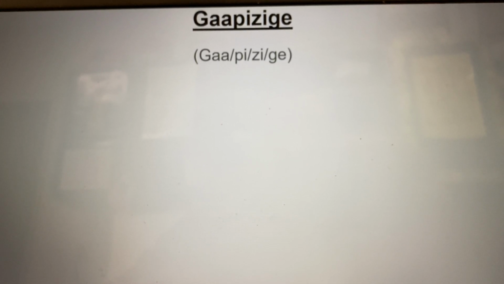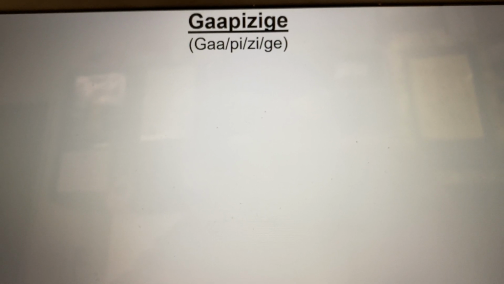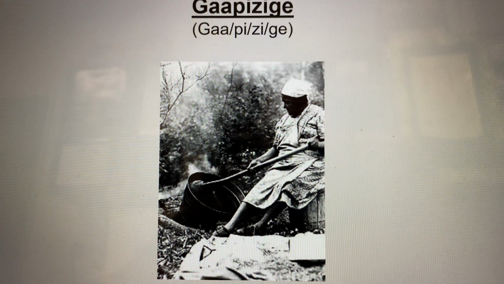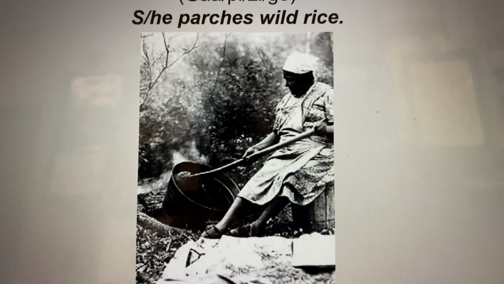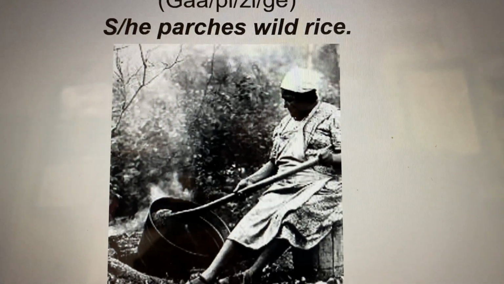Okay, the next step in our process of wild ricing, we have ga pizige. Ga pizige. And ga pizige is the parching process of wild ricing. So ga pizige, she or he parches wild rice.